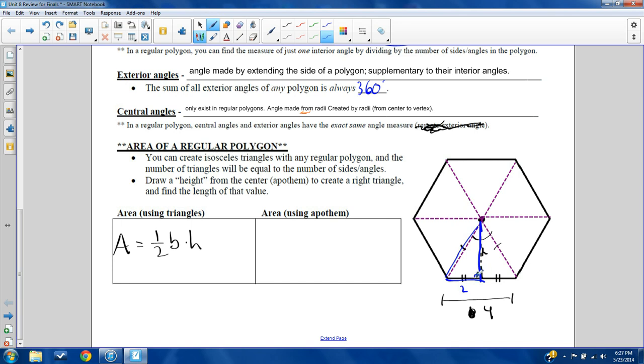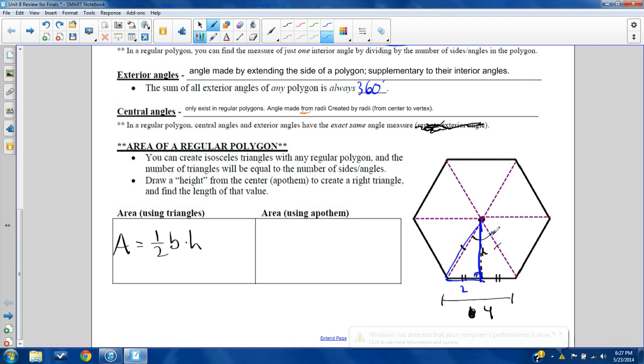Now, it's still not enough. I'm still missing something, and what I'm missing is the Pythagorean theorem. If I had this length, that could help me. But in this case, it might be difficult to find. In a hexagon, it's possible, but I'm going to avoid that. It would be best if you could find an angle measure like this one or like this one. Now, this one's a lot easier for me to find.